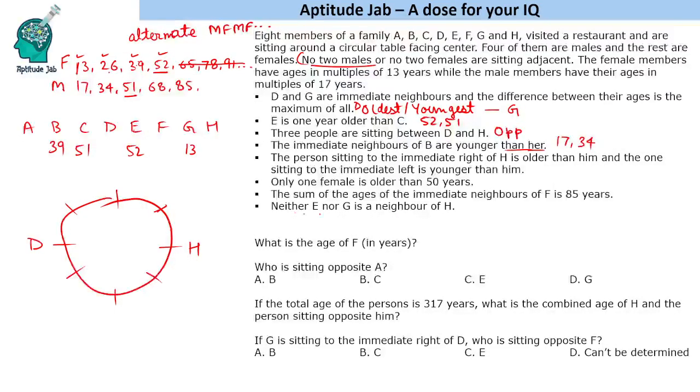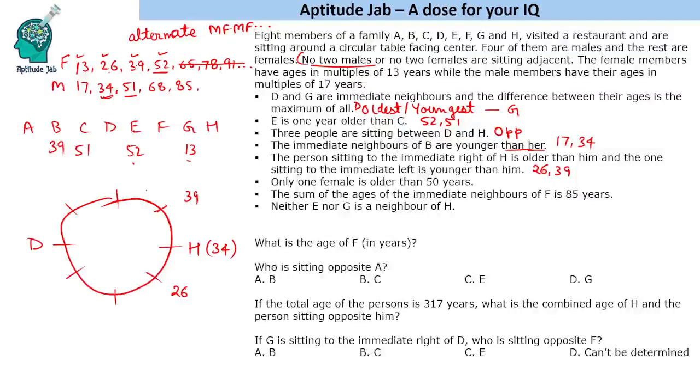Now neither E nor G is a neighbor of H. So 13 and 52 are not neighbors of H. So that means the neighbors of H are 26 and 39. The person sitting to the immediate right is older than him, so that will be the older one, and the younger person is 26. So this means that between 26 and 39 there is only one multiple of 17, which is 34. So H will be 34 years of age.